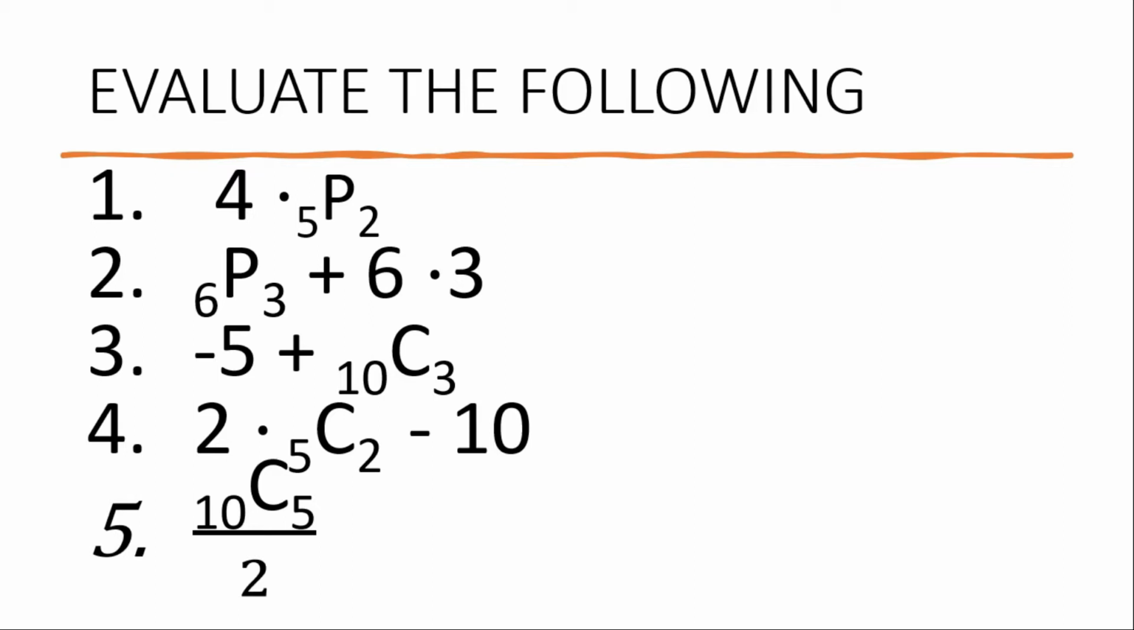Number 4, 2 multiplied by combination of 5 taken 2 subtracted by 10. And lastly, combination of 10 taken 5 is divided by 2. If you know how to evaluate the following, you can pause this video and try it on your own.